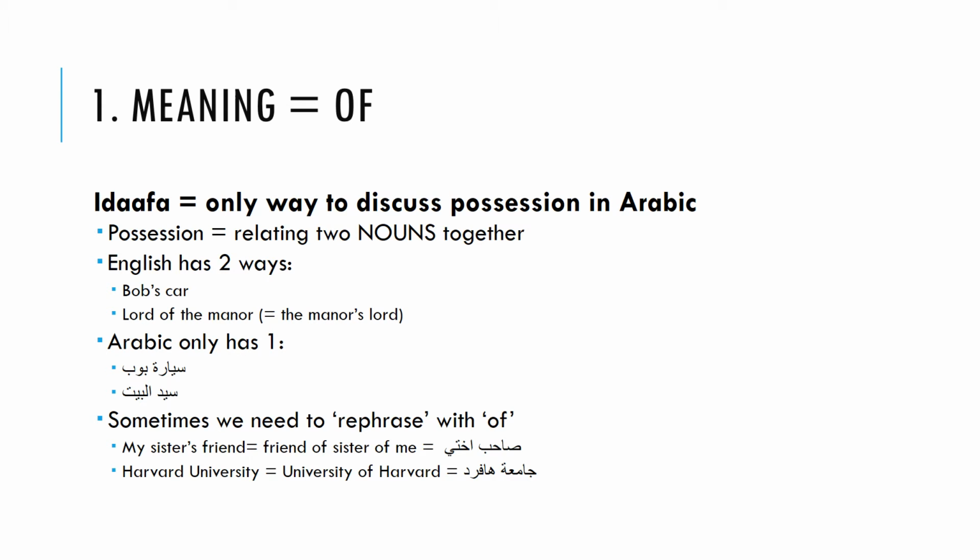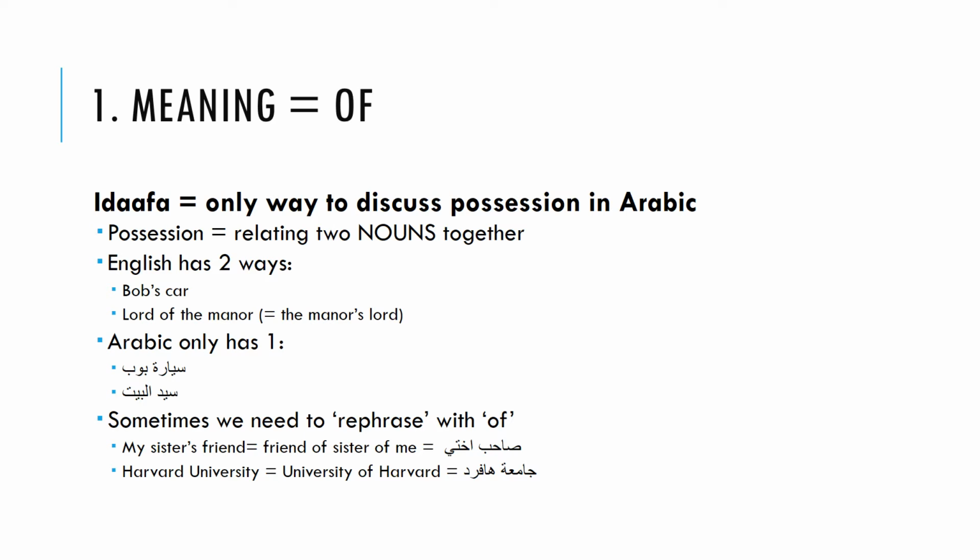The meaning of the idaafa is the only way to discuss possession in Arabic. Possession is relating two nouns together, not a noun and an adjective, but two nouns together. One possesses the other. English has two ways to do this. We can say Bob's car with the apostrophe S, or we could say Lord of the Manor, which is really equivalent to the manor's lord. In Arabic, we only have one.